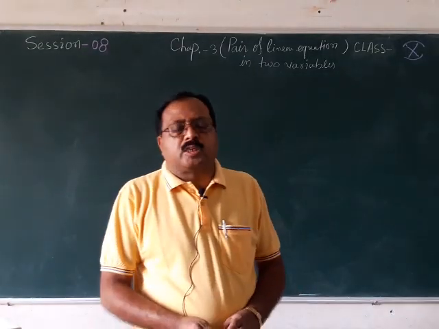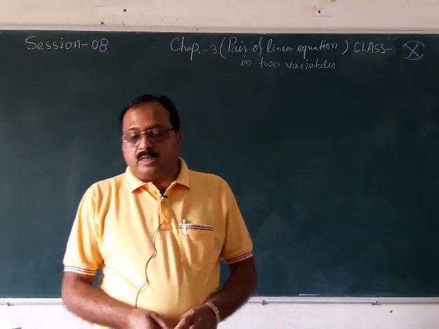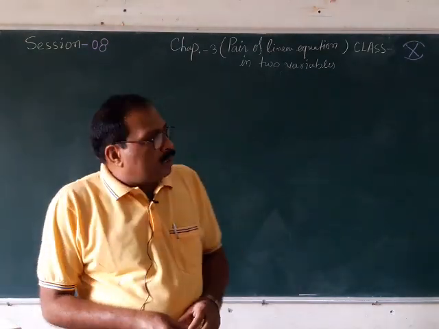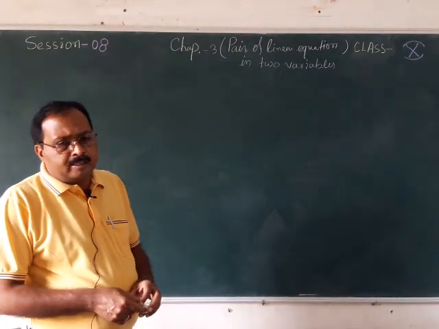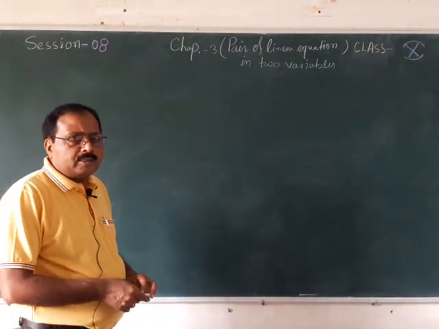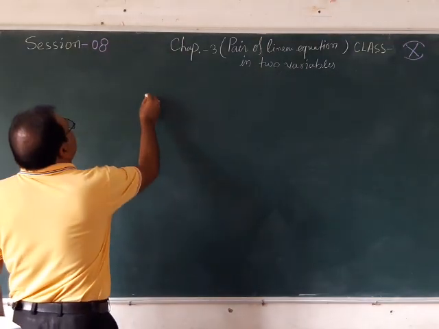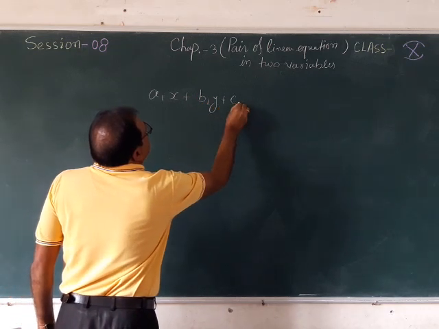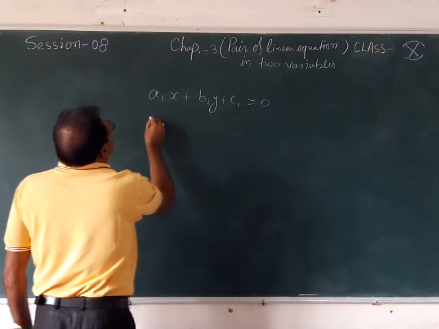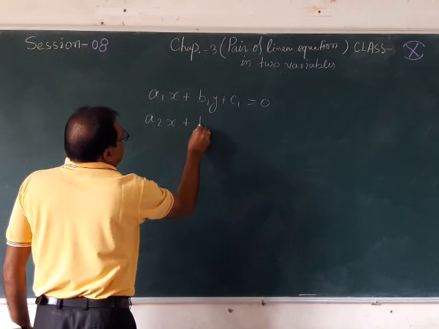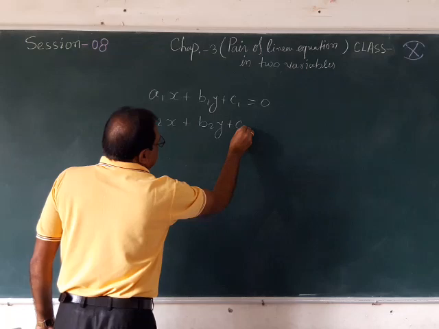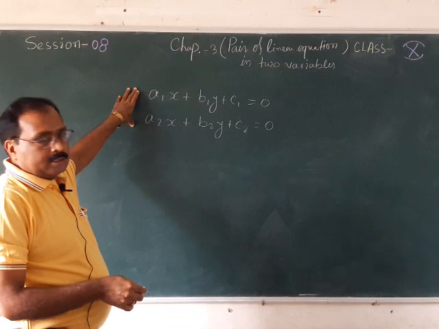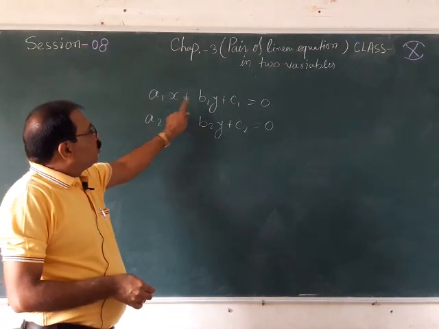Class 10, today I am going to start chapter number 3, that is based upon the pairs of linear equation in two variables. Now pair of linear equation in two variables is what type of equations? Let us see first, that if I am writing a1x plus b1y plus c1 equal to 0 and a2x plus b2y plus c2 equal to 0, this is the pair of linear equations in two variables.